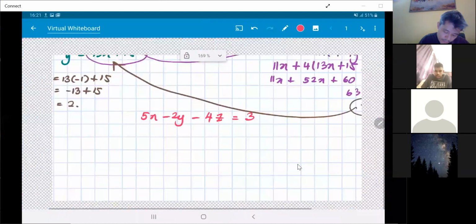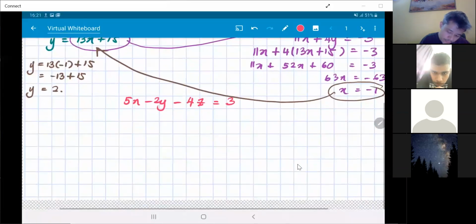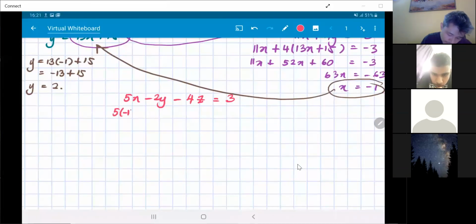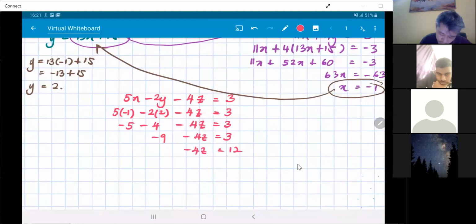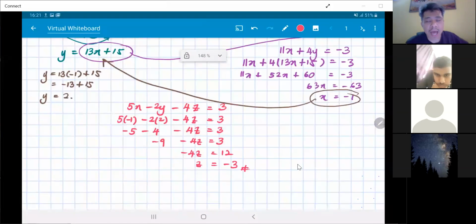We already know the x number and the y number, so now we can substitute. So 5, x number -1, minus 2, y number is 2, minus 4z equal to 3. Okay, now we can find z. So this is -5 minus 4 minus 4z equal to 3. If I do this slowly, that's -9 minus 4z equal to 3. Bring over, so -4z equal to 12. Z is equal to -3, and then we are done. So now we have found x, y, and z. Okay? All right, so this is for the first question.